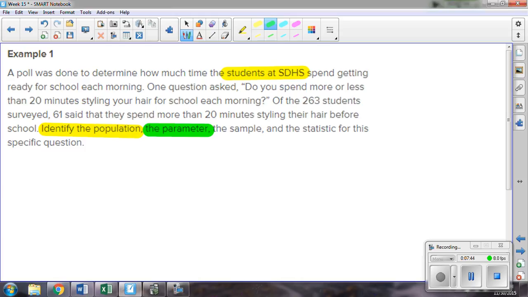So, what's your variable of interest? What's the parameter? How much time? Look at that. How much time they spend getting ready is the parameter. There would be an average number of minutes for the entire high school. We have no clue what that average number is. But we would agree that if we were to ask every single person, we could calculate the average number and get the parameter.